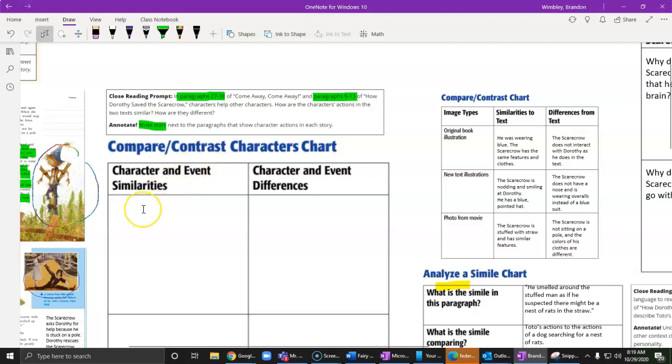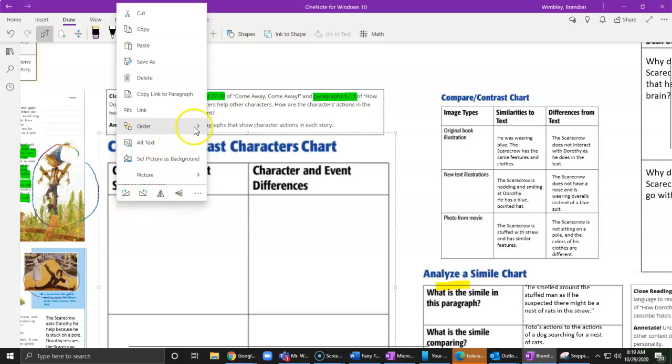So we actually have kind of 3 characters, 4 characters. We have Dorothy and the Scarecrow, and we have Peter and Wendy. So let's look at how our events were similar. My first one is that both Peter and the Scarecrow are kind of unusual. They're not regular characters. And how is that so? Well, Peter is a boy without a shadow, and the Scarecrow can talk.